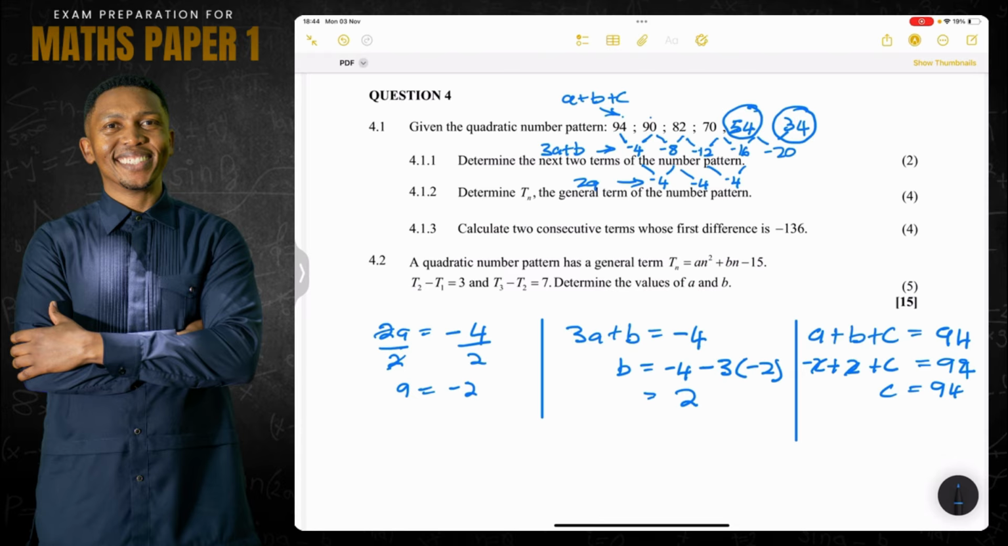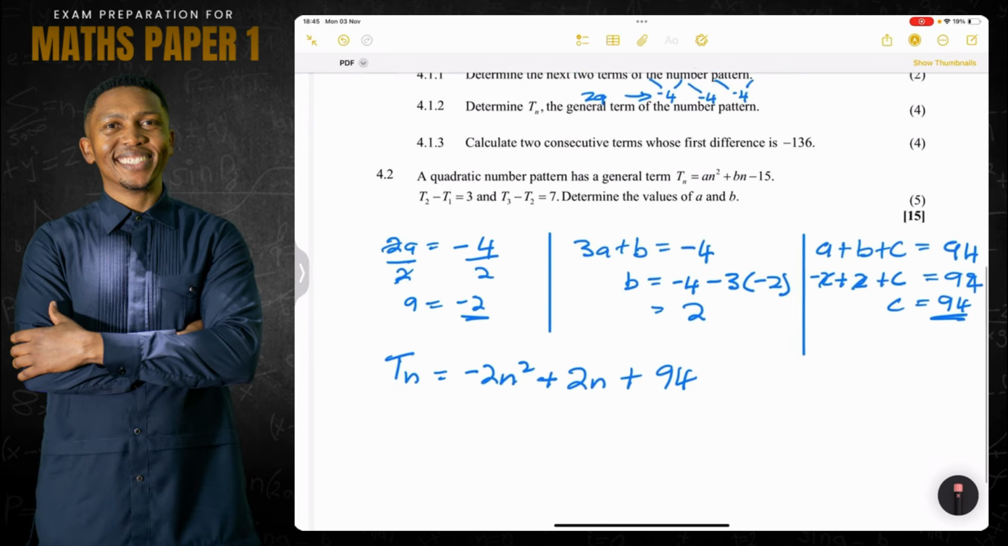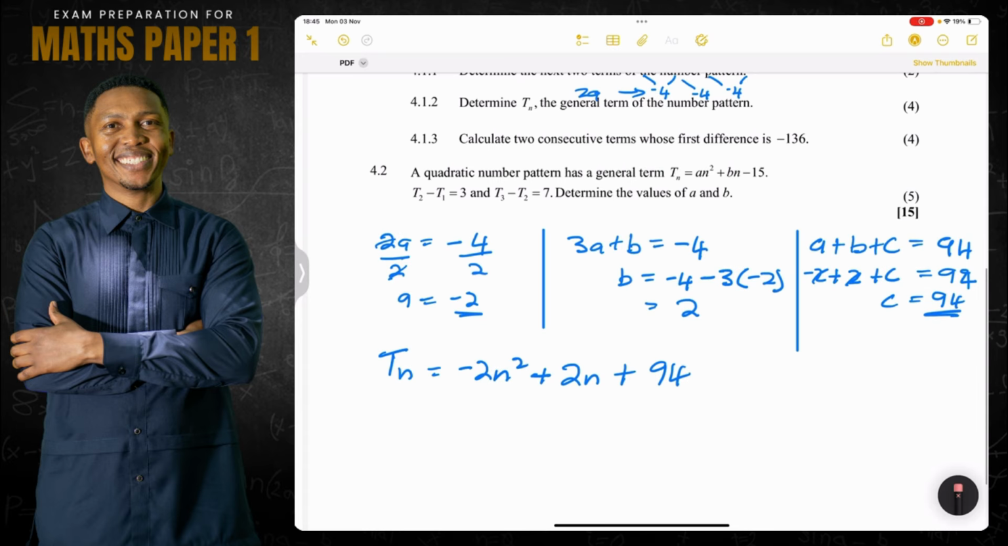So the general term of our sequence, it means Tn would be minus 2n squared plus 2n, and the last term is plus 94. That is what the general term of our sequence looks like. All right, and let's go on to the very next question. So they say to us, calculate the two consecutive terms whose first difference is negative 136.